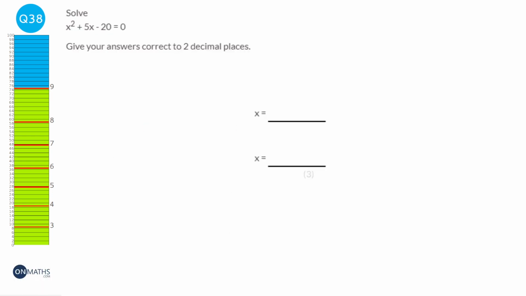We're asked to solve this quadratic, and we're told that we're going to put the answers to 2 decimal places. So we're going to be using the quadratic formula. For the quadratic formula, we need to work out what a, b, and c are. A is the coefficient of the x squared. Now, it doesn't look like it has a number before it, but it does. There is a 1 there. So a is 1. B is the coefficient of the x, which is 5. And c is the number left on its own at the end, which would be minus 20.